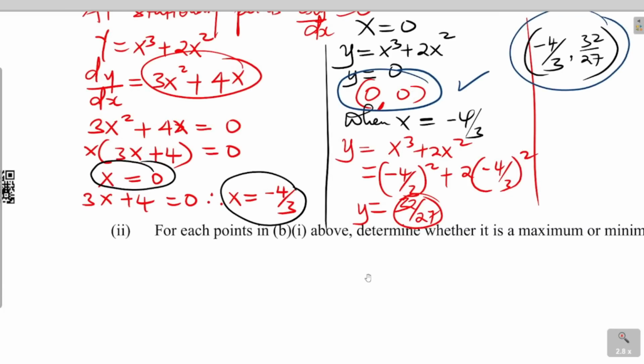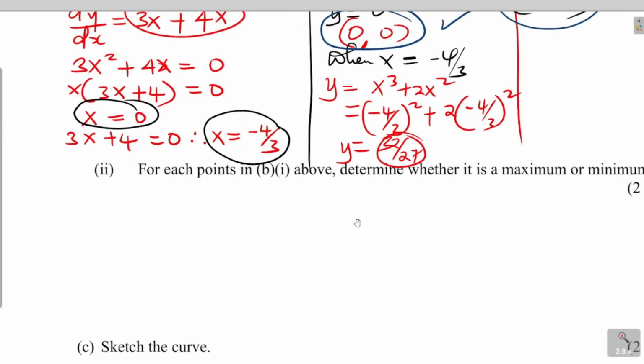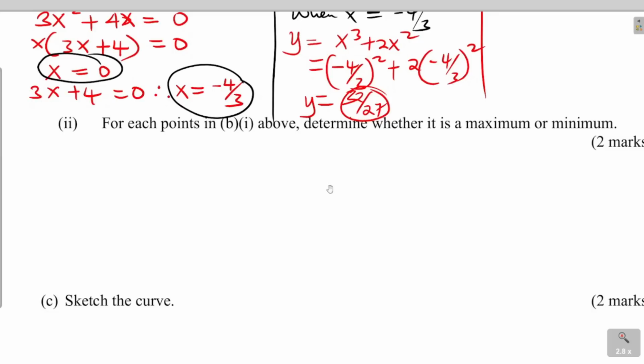For each point in B1, determine whether it is a maximum or minimum. So for those stationary points that you have obtained, that is (0, 0) and (negative 4 over 3, 32 divided by 27), you're supposed to determine whether these points are maximum or minimum. Now the easiest way to do this is by getting the second derivative.